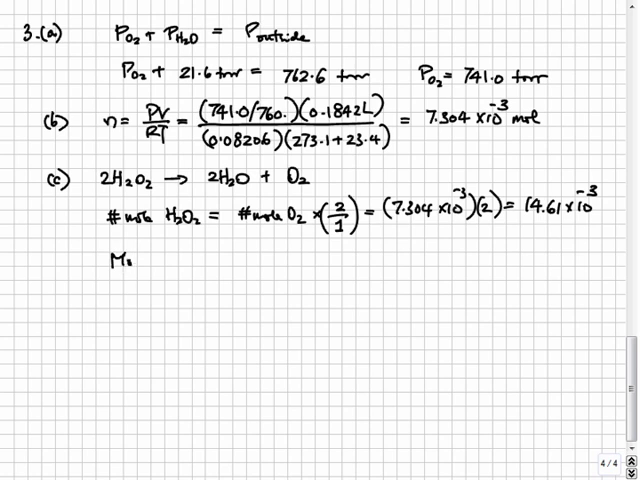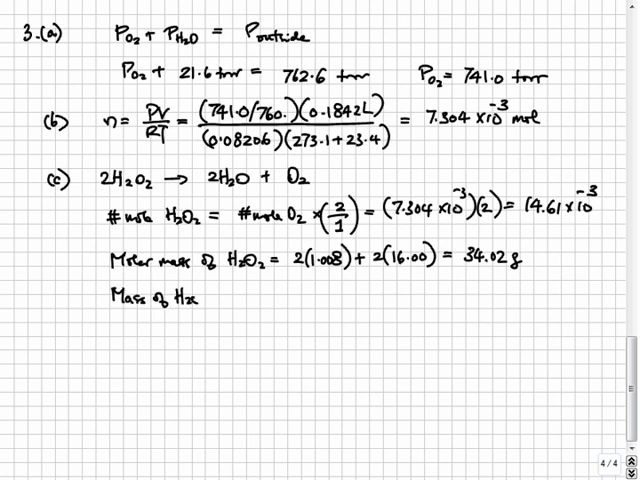The molar mass of H2O2 is 2 times 1.008 for H plus 2 times 16.00 for O, equals 34.02 grams. The mass of H2O2 is therefore 0.4969 grams.